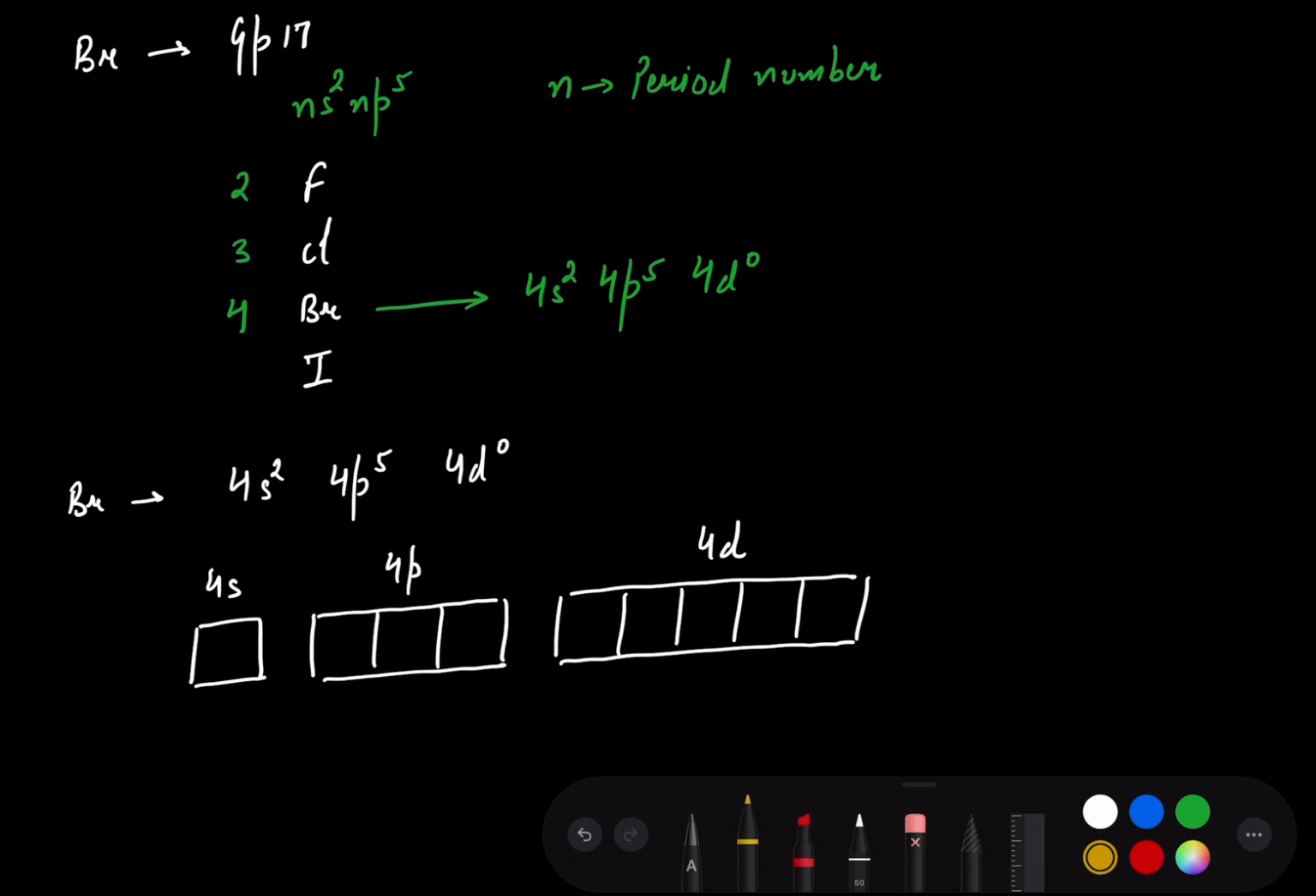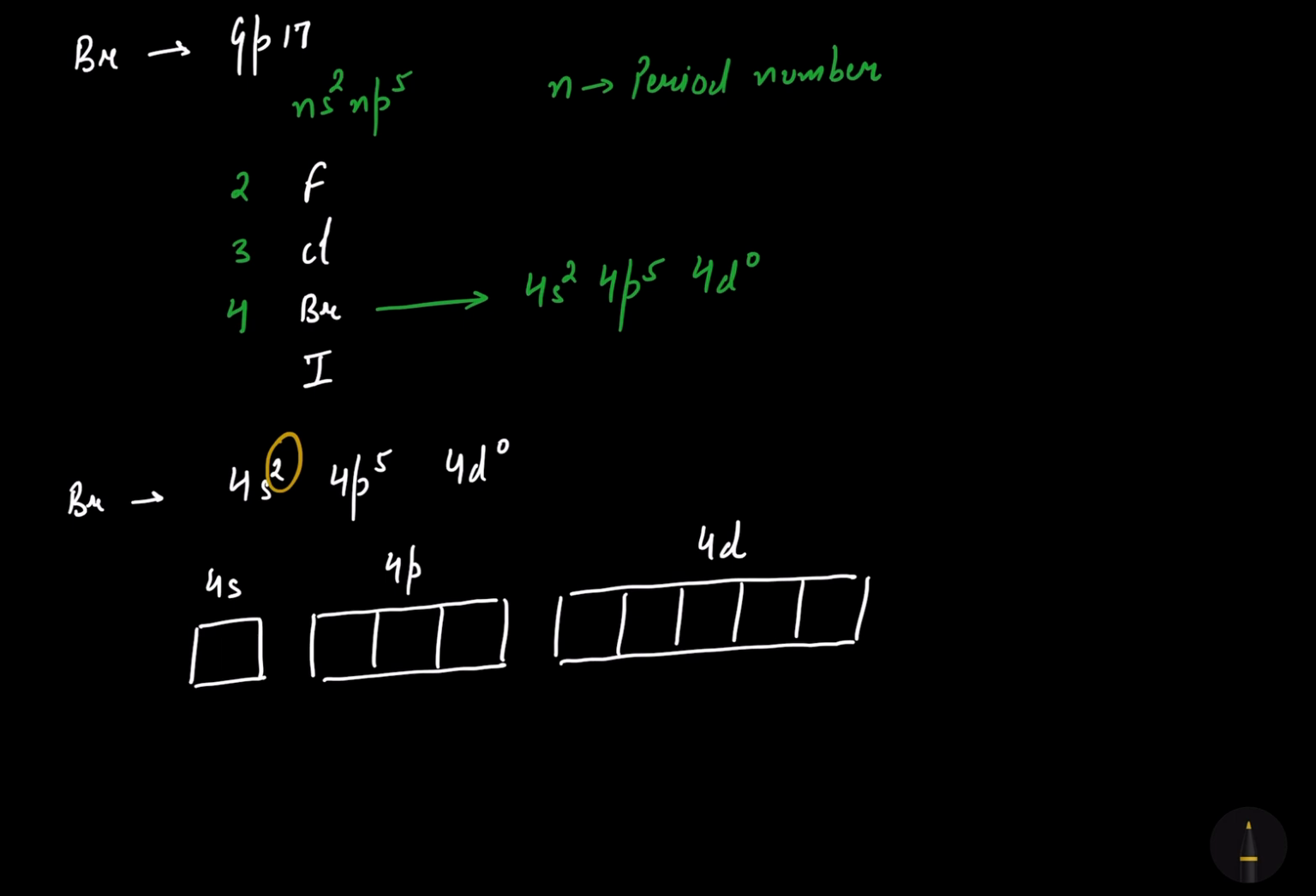Now let's fill the electrons according to the electronic configuration. Now the 4s is having 2 electrons. Let's fill the 2 electrons in the orbital of 4s. That's the first electron with a spin of plus 1 by 2, and that's the second electron with a spin of minus 1 by 2. Now 4p is having 5 electrons. Let's fill those 5 electrons according to Hund's rule, and Hund's rule states that in case of degenerate orbitals, firstly all the orbitals will get 1 electron each. After that, pairing will start.